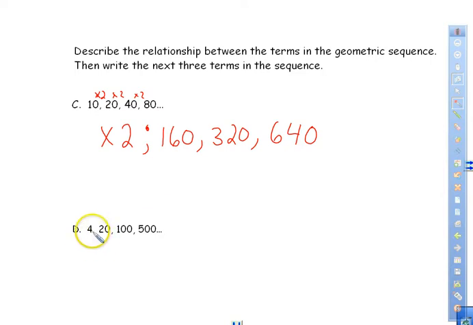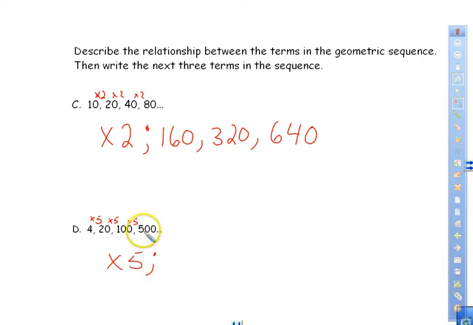All right, now again we are multiplying. So 4 times what gives me 20? Or again, we can do the inverse and say 20 divided by the previous term, which is 4, and 20 divided by 4 is 5. So 4 times 5 is 20, and then 20 times 5, does that equal 100? Yes, it does. And 100 times 5 gives me 500. So times 5 is my first relationship.